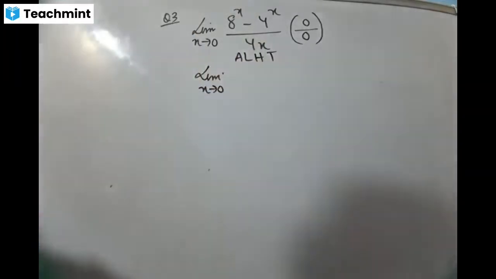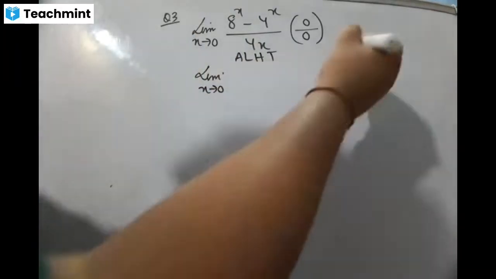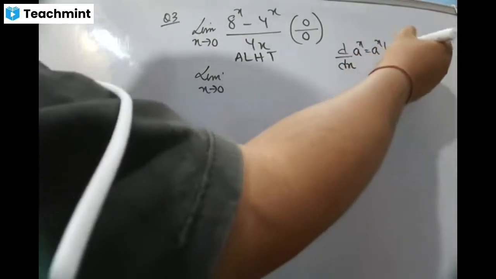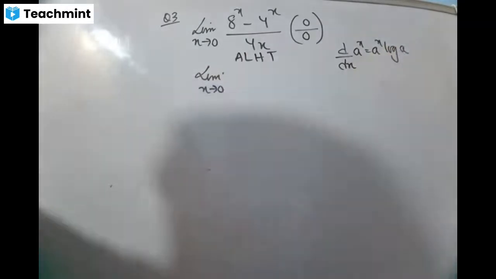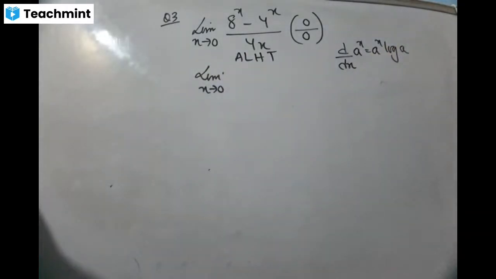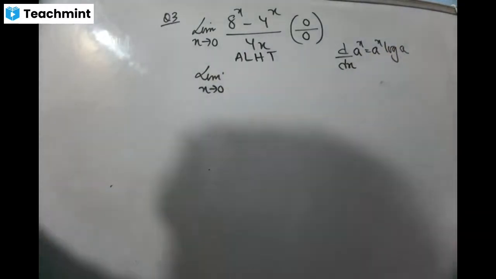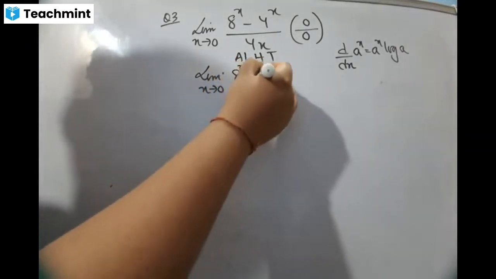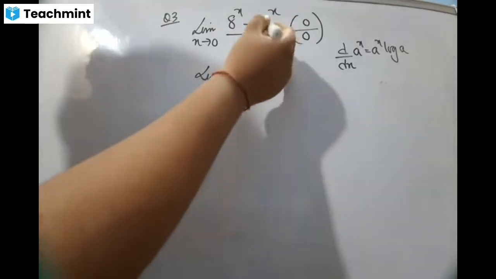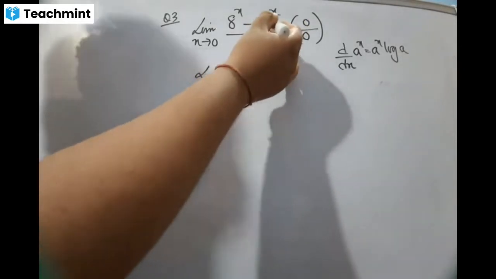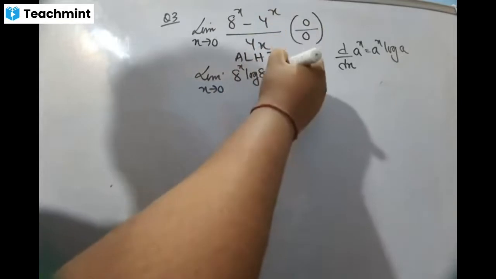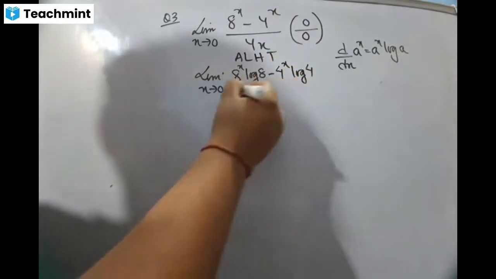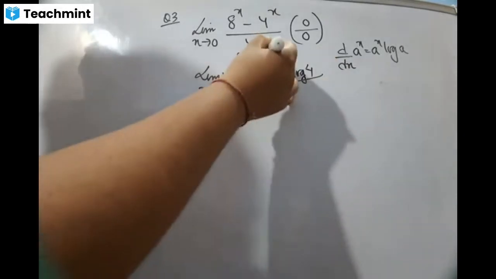This is a direct formula. Formula number 3. What is d by dx of a to the power x? See, d by dx of a to the power x is a to the power x into log a. How did I come to know that I have to use this formula? Because the base is a constant and the power is x. So what is the formula for 8 to the power x? The formula is 8 to the power x into log 8 minus derivative of 4 to the power x. This is a. So the formula is 4 to the power x into log a. That means log 4. Divide the whole thing by derivative of 4x.